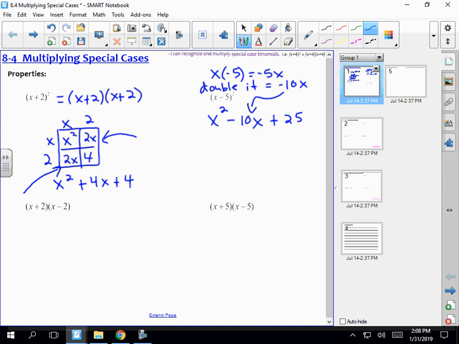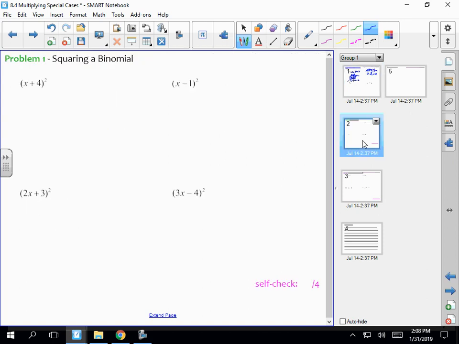Let me show you this. You got to see some more examples of this. I think it'll make sense. We're going to skip these two for now and do some more that are squared. We'll come back to these once we've consolidated this first one. So if you go to the next page here, squaring a binomial.